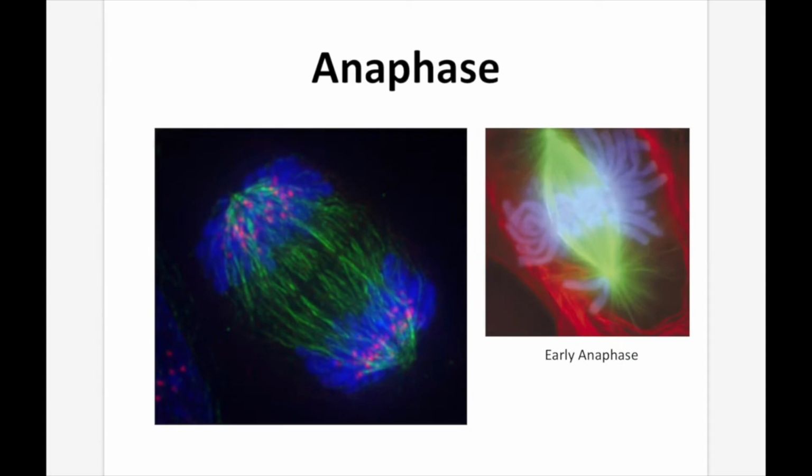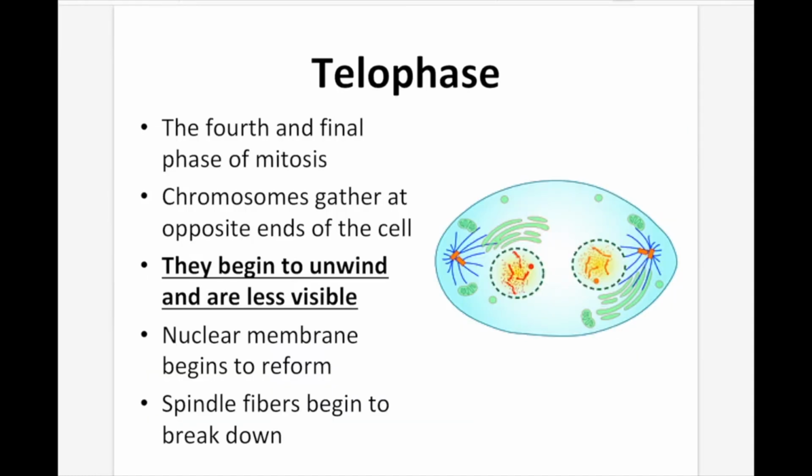Here's a picture of anaphase. Again, you can see them being pulled apart. I find this picture on the left a little bit easier to see. And you can see all our chromosomes here, all these green guys here, they're being pulled to opposite ends of the cell. The picture on the right is going to be more of early anaphase, so it looks a little bit similar to metaphase.